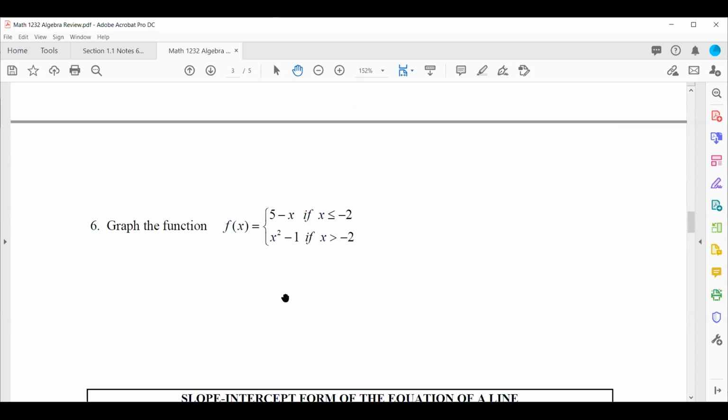For graphing, I'm going to highly recommend that we use our graphing calculators. It just speeds things up and makes things a little bit easier for all of us. So I'm going to go ahead and just show you how you would type this in on your TI-84.